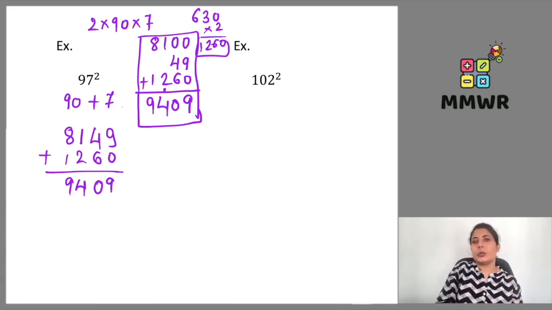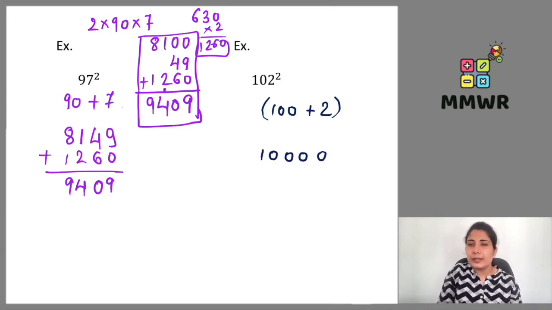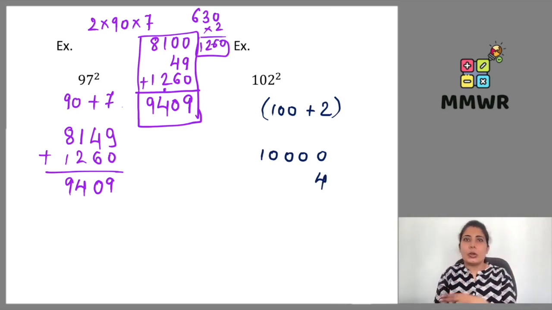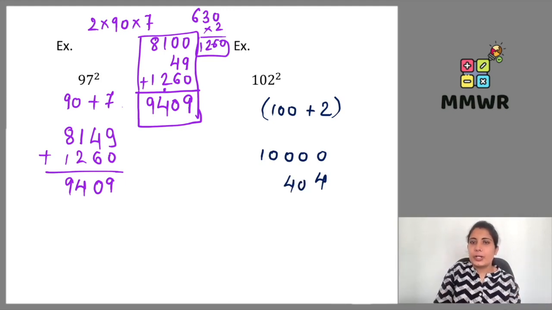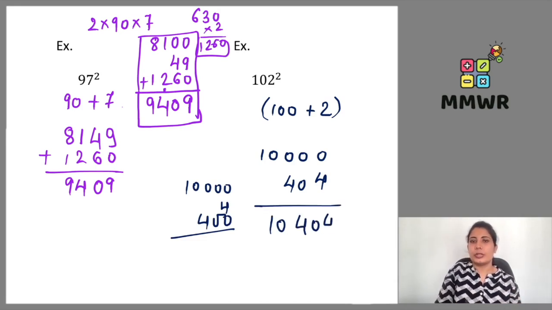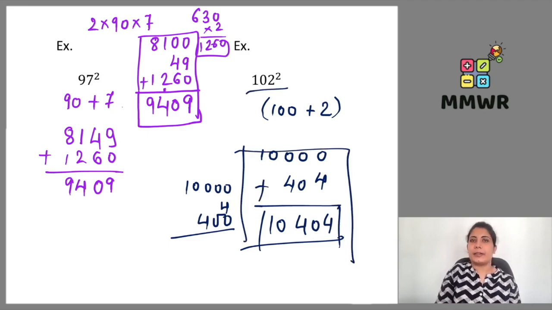Okay. So 102, again we can write this as 100 plus 2. 100 square will have 4 zeros with 1. 2 square will be 4. 2 multiplied by 100 multiplied by 2 will be 400. So we can write it this way: 1, 4 zeros, 4, then 400. We'll be getting 10404 only. So this is the square of 102. Square of 102 is 10,404. I hope you are understanding this.